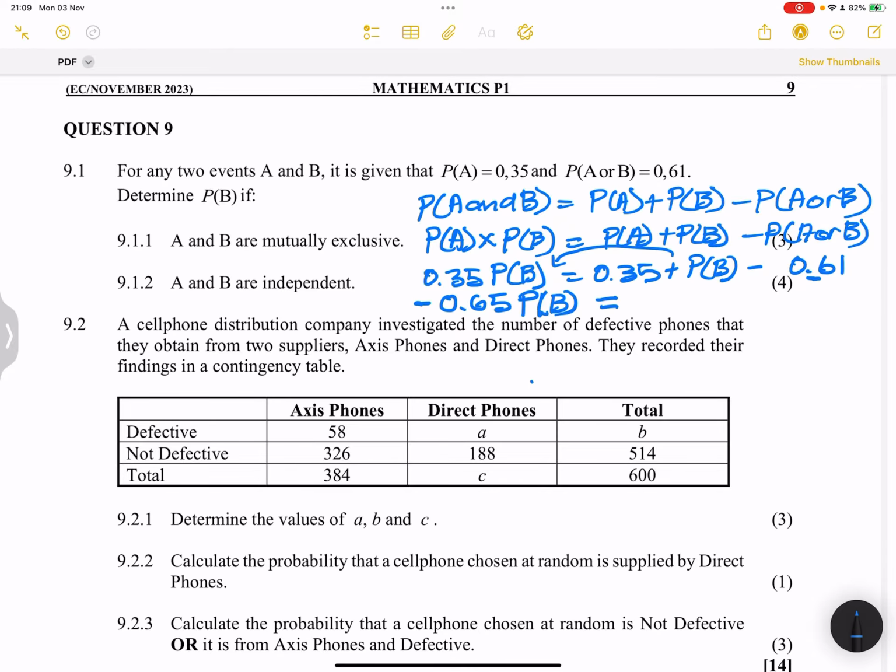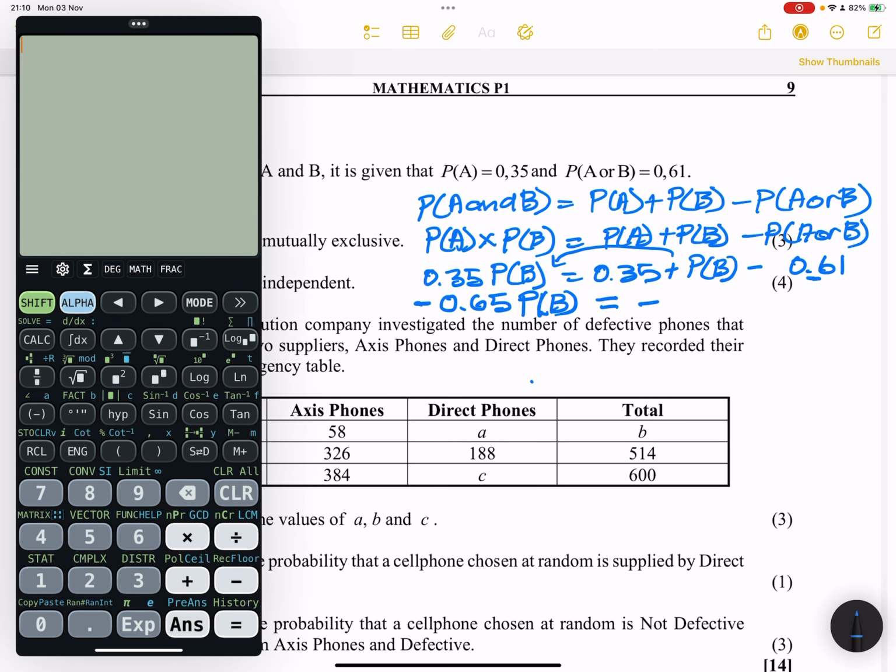This is going to give us a negative, minus 0.26. I'd forgotten the number that we got there. Right, and apologies guys, I'm just going to write over those words. So I'm dividing by negative 0.65, but what I do on the left, I do on the right.